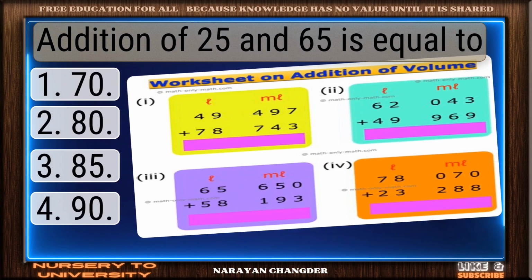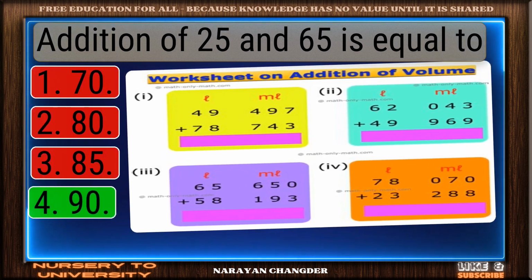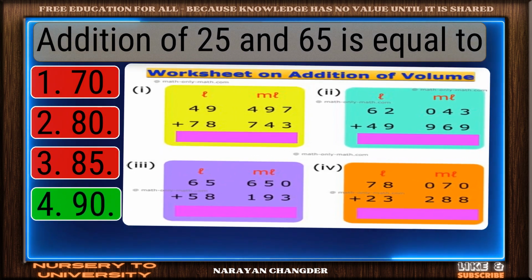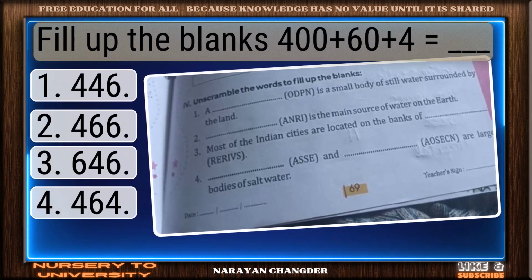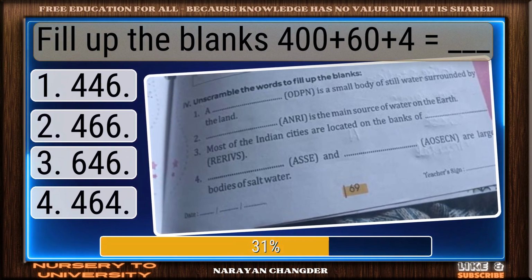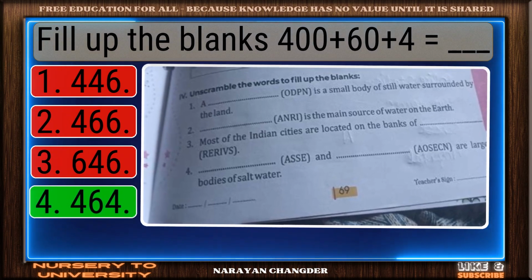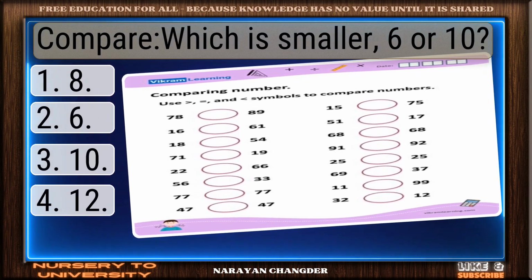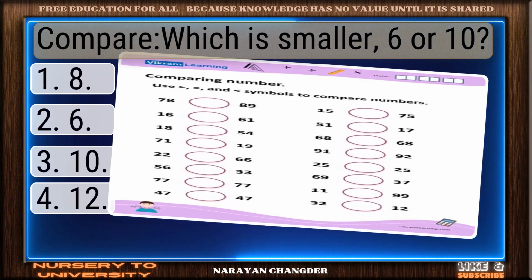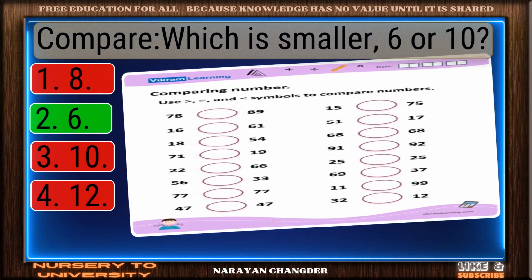Addition of 25 and 65 is equal to? Perfect. 90 is the correct choice. Fill up the blanks. 400 plus 60 plus 4 equal to dash. Well reasoned. 464 is the correct choice. Compare. Which is smaller, 6 or 10? You got it. Your choice 6 is right.